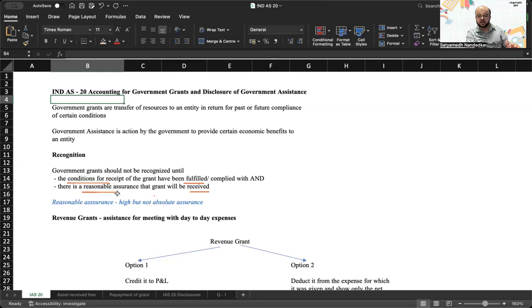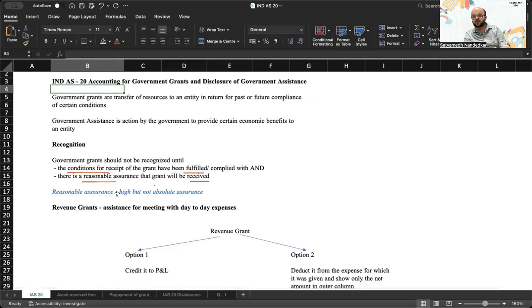Now, government grants are basically, as we saw, transfer of resources to an entity in return for past or future compliance of certain conditions. When will the government give you 50% of the asset cost? If you set up a manufacturing plant in interior Jharkhand. So, there are certain conditions that have to be fulfilled first before the government gives you the grant. The government grants should not be recognized until the conditions for receipt of the grant have been fulfilled and there is reasonable assurance that the grant will be received.